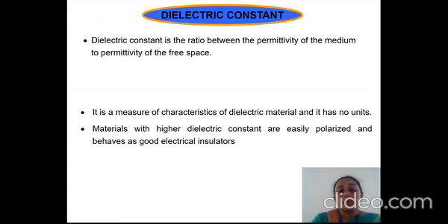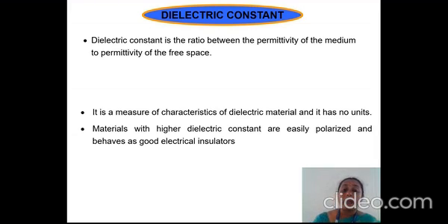The next one, before entering into the dielectric constant: what is a dipole? Dipole is nothing but the center of positively charged nucleus and negatively charged electron getting separated. The distance between these two produces a dipole. What is dipole moment? It is the product of the magnitude of the charge and the distance between the two charges, and it is called the dipole moment.